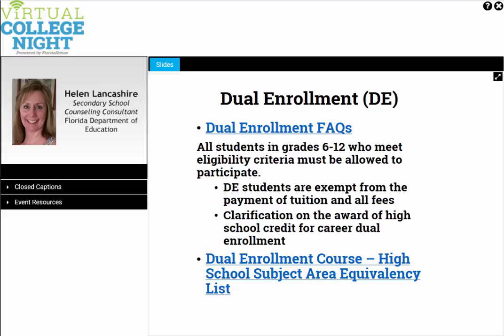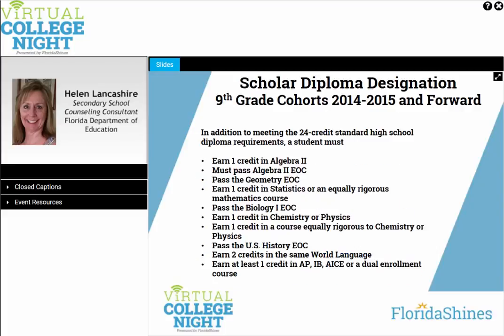All students in grades 6 through 12 who meet eligibility requirements must be allowed to participate. Students are exempt from tuition and fees. The dual enrollment FAQs do provide clarification on the award of high school credit for career dual enrollment courses. The equivalency list is posted.